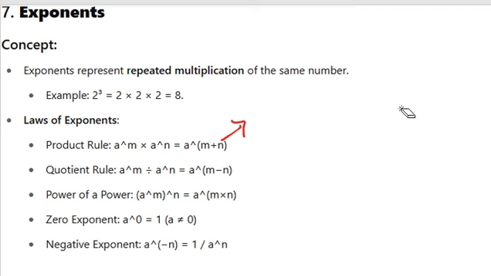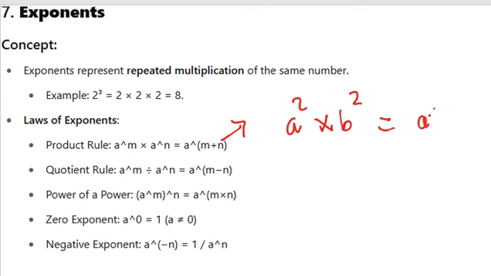Now let me crack your mind. What if you are given a squared times b squared? Can you say maybe this is a squared or a to the power of 4? No, you can't say that. You can't do anything for this. If someone writes a squared times b squared, you can't add the exponent. Why?